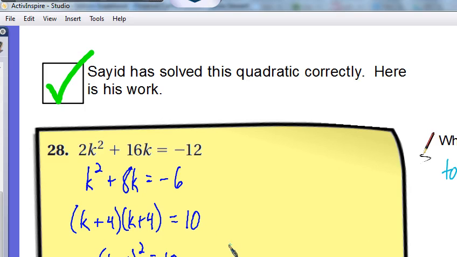Then he just writes it as the square of the same binomial, takes the square root of both sides, plus or minus the square root of 10, subtracts 4 from both sides. And he's done. And now he's happy. Oh, he's happy and fulfilled. Okay.